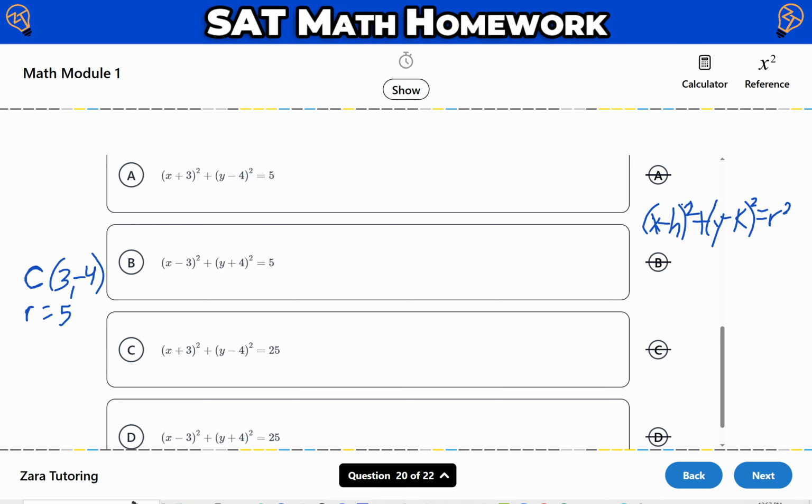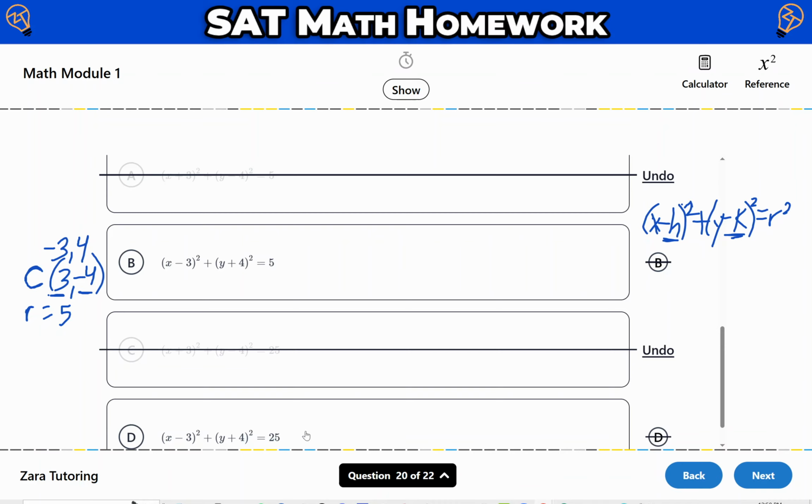So the center is always the opposite of each of these. So if we have +3, -4, it should be displayed in the quantities as -3, +4. In other words, we know that we can eliminate option A. We could keep option B because it has -3, +4. We can eliminate option C. And so now we're down to a 50-50 scenario.